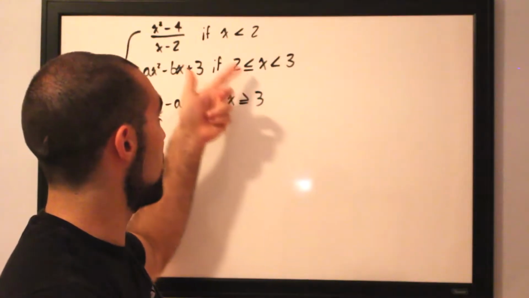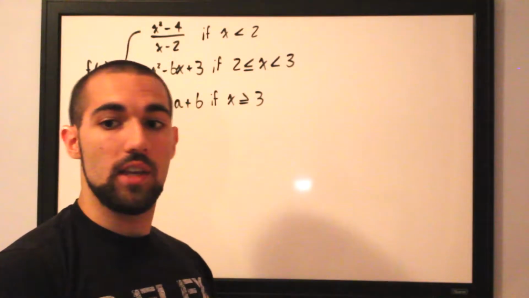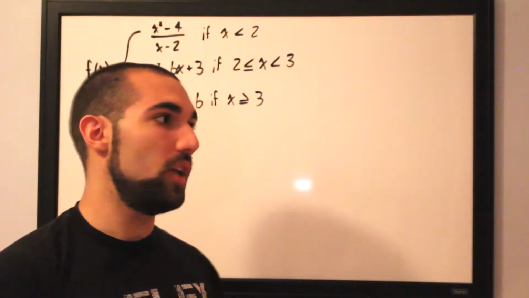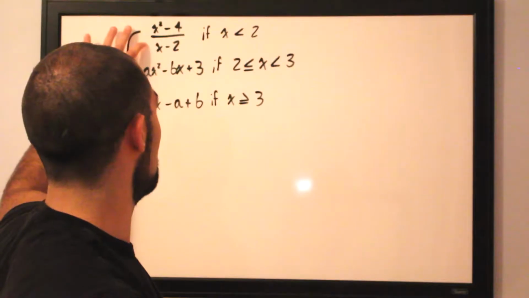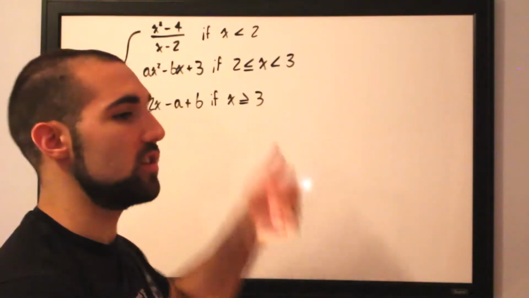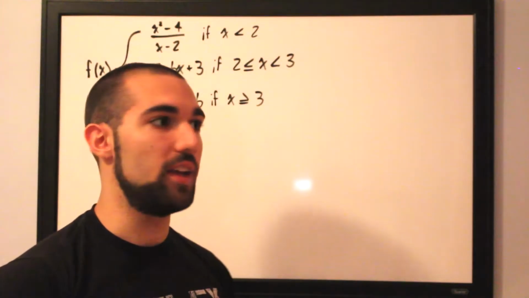If 2 is less than or equal to x and x is less than 3, these are the things that we're going to be looking at in order to figure out which equations we set equal to each other. Setting these two functions equal to each other would be completely pointless because one has a discontinuity at x equals 2 and one has a discontinuity at x equals 3. It just doesn't make any sense.